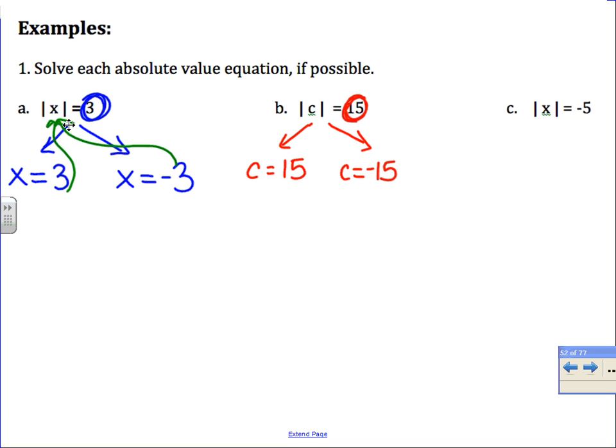Okay, letter C. The absolute value of x is negative 5. So ask yourself, is it in the form the absolute value of something equals a number? Is this number greater than or equal to 0? Okay, I hope you're saying no. Since that number is not greater than or equal to 0, it's no solution.